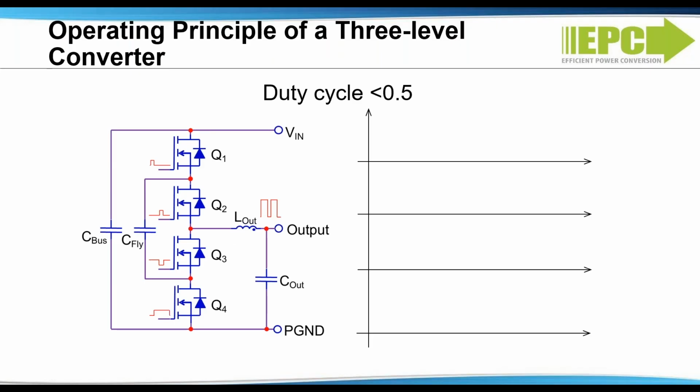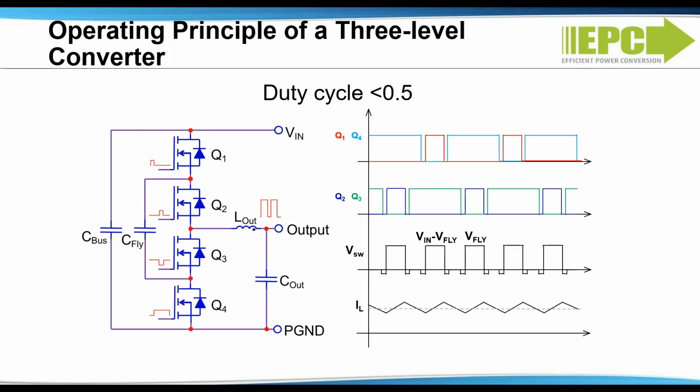The operating principle of a three-level topology used to design the ultra-thin converter is shown here. The switching events are at less than 50% duty cycle. Q1 and Q2 have the same duty cycle and are 180 degrees phase shifted. Q1 and Q4, and Q2 and Q3, are complementary respectively. The switch node voltage and the inductor current are shown in the bottom two waveforms.